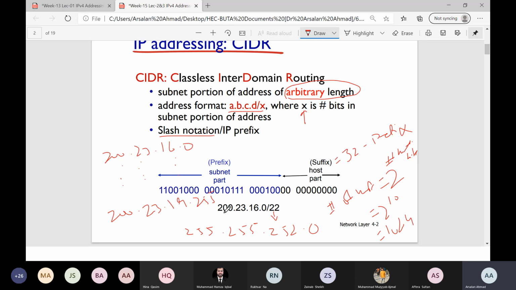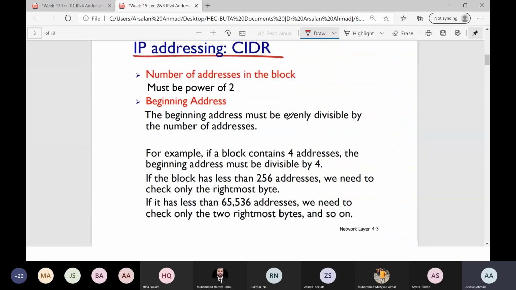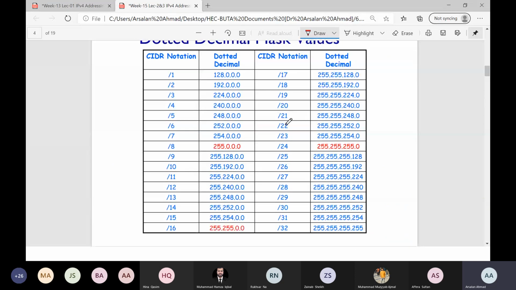It doesn't matter which address you have bought. The thing that matters is the prefix length. This can be of arbitrary length, which means your prefix can be of any length like /1, /2, /3, and so on. Depending upon your prefix, your subnet mask will be created. For instance, in our example, /22, and our subnet mask was this one.